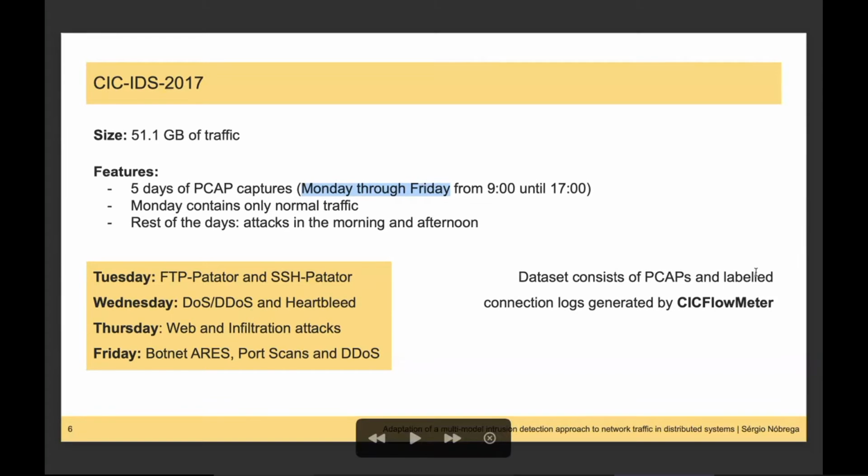And the dataset consists of both the pickups and then labeled connection logs generated by a tool they created called CIC Flowmeter. And these labeled connection logs are basically the connections and the respective logs, so benign or malicious. And it's what we can do to match between the model's results and the actual results as labeled per the dataset.